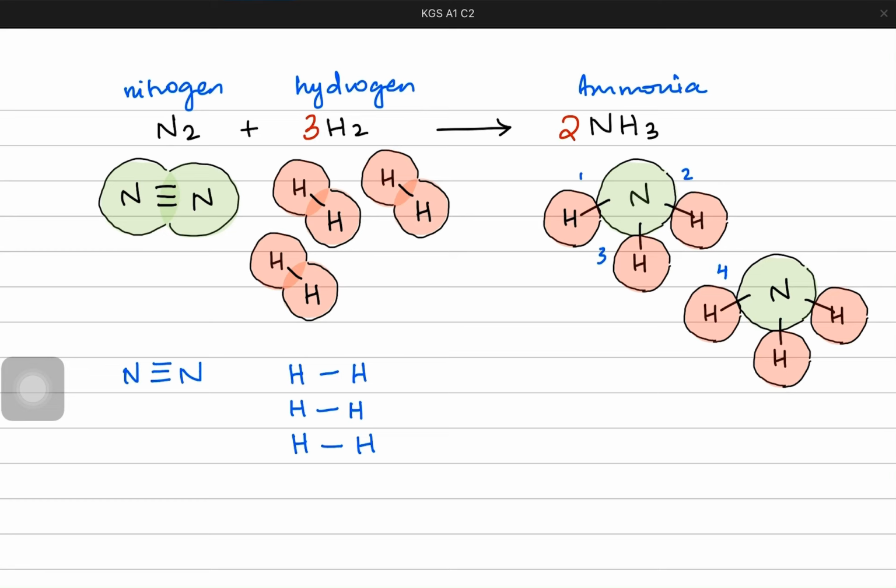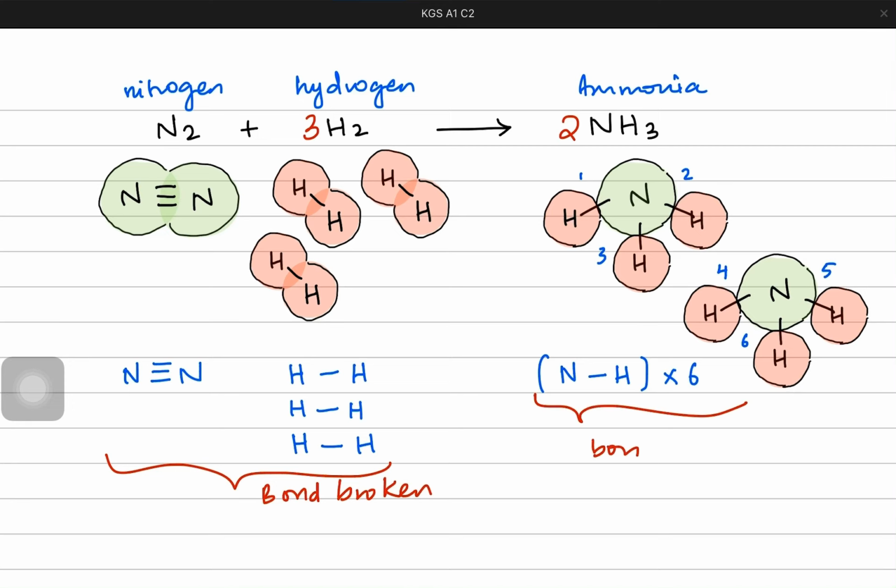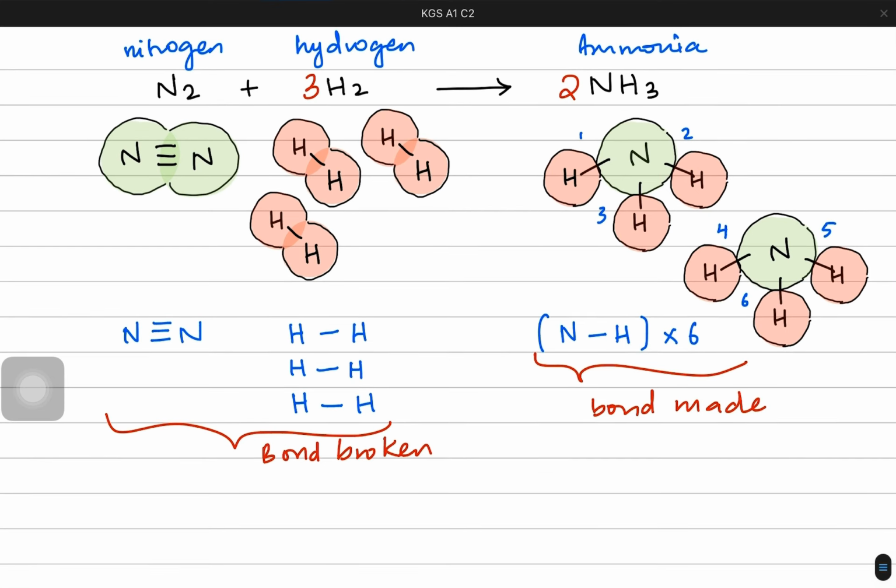And when we count, there's a total of 6 nitrogen-hydrogen single covalent bonds, which are among the bonds being made. So energy will be released when the nitrogen-hydrogen bonds are being made. That is why bonds broken on the left hand side are energy absorbed, so their energy will be positive. Bonds made on the product side are energy released, so their enthalpy will be negative.